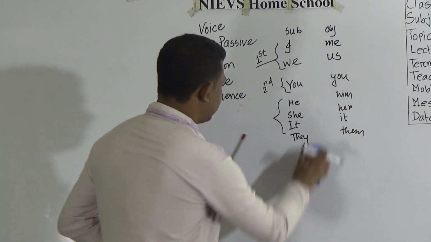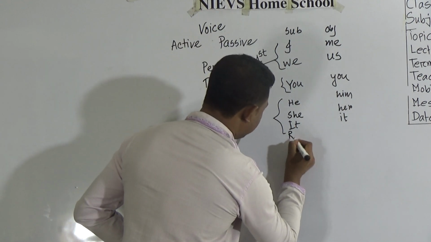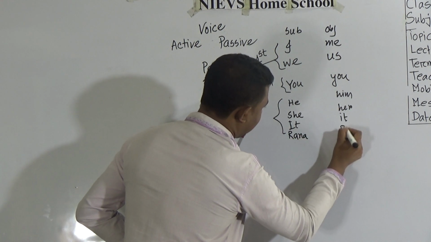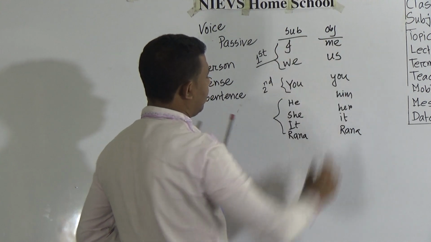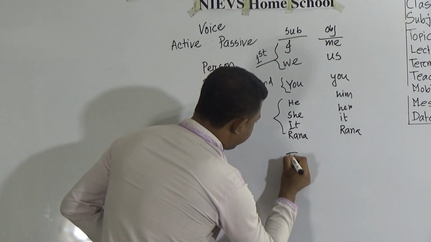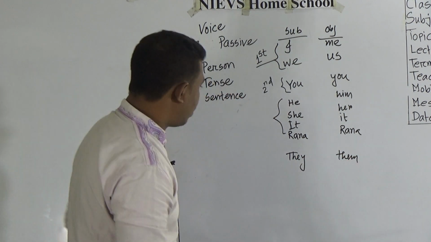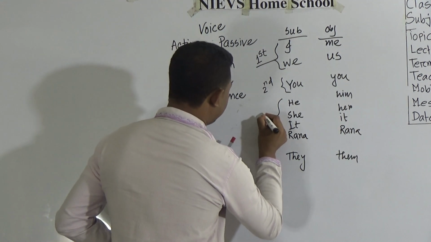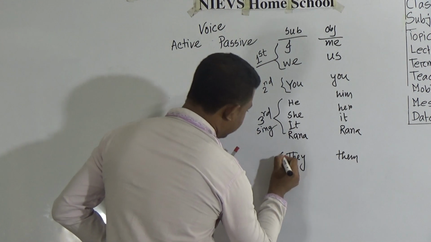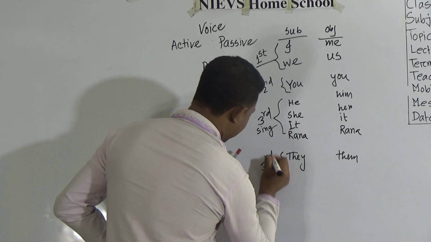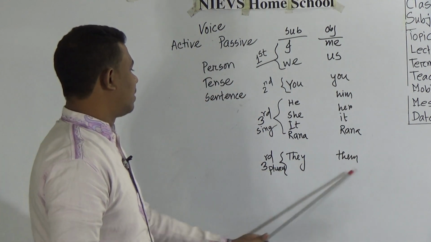Any name, for writing any name I am erasing it. Imagine that Rana, then Rana. Rana's objective form is Rana. Okay, then they, them. So dear students, you can see that it's third person singular, and this is third person plural. They is only third person plural number.